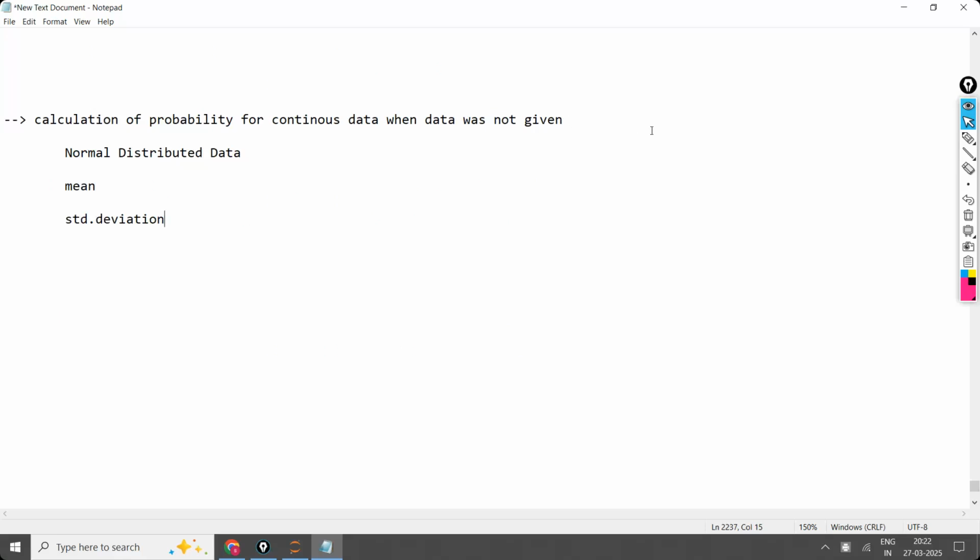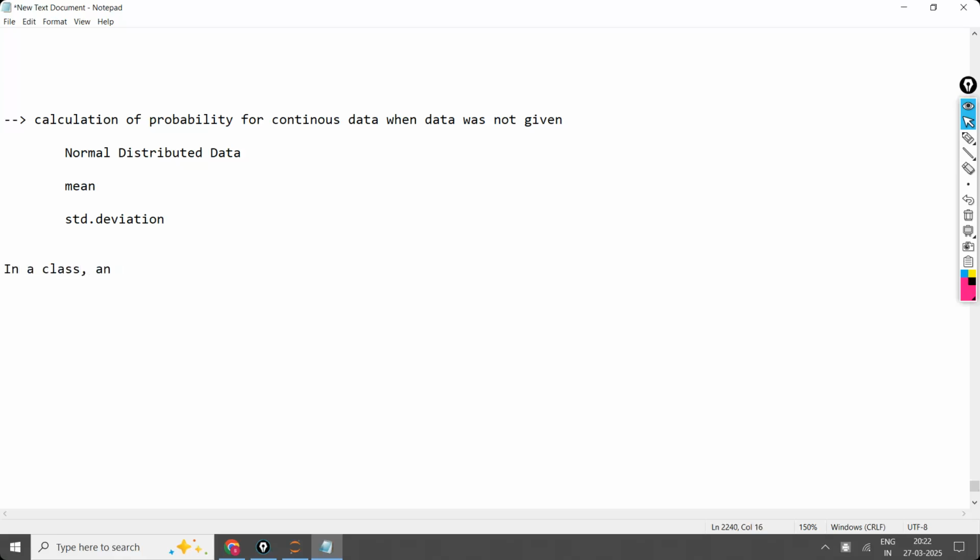What are the three? First, they have to write that the data was normally distributed, along with the mean of this much and standard deviation of this much. Then only can the calculation of probability be done. Point is clear? Now here I am writing: in a class an exam was conducted.